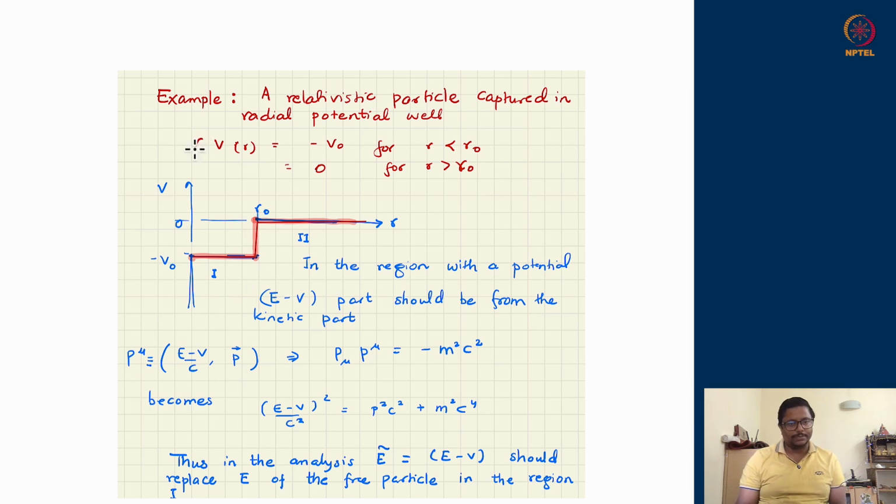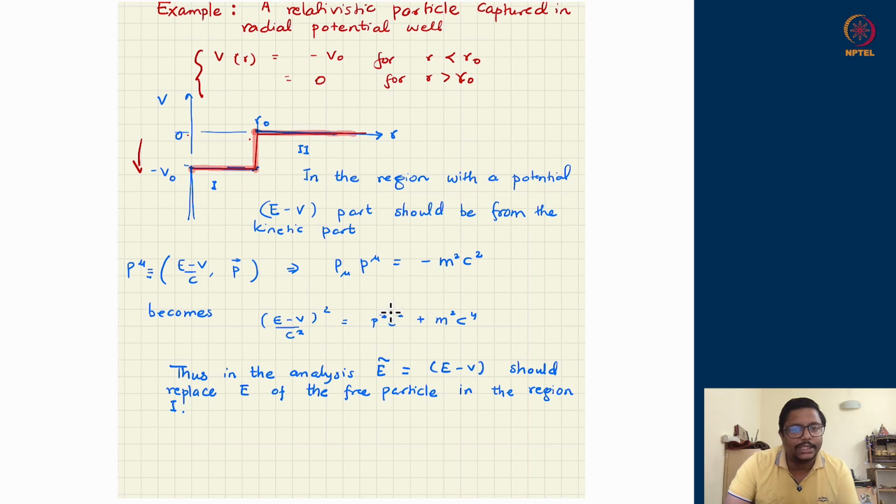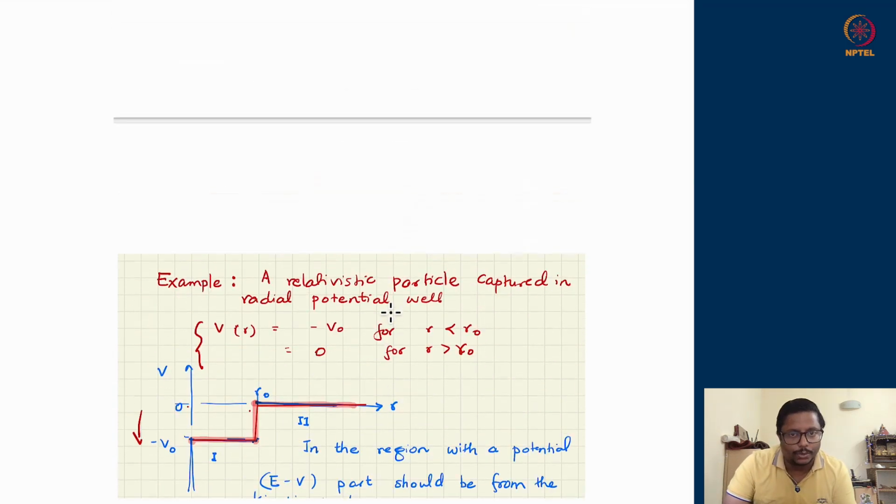So again, we set up the same problem. There is a potential well which goes up to the depth of minus V naught between 0 and R naught and is 0 afterwards. So this is the usual step problem. Only thing is that this time we will not solve this through the Schrodinger equation, but we will try to solve it using the relativistic equation which we have, which is over here.